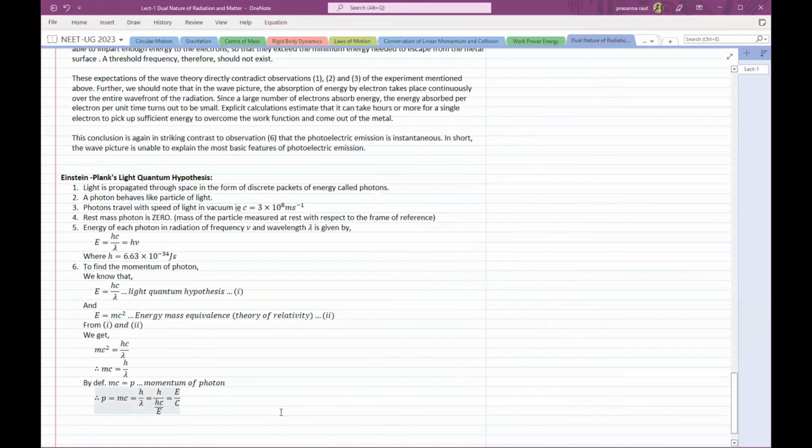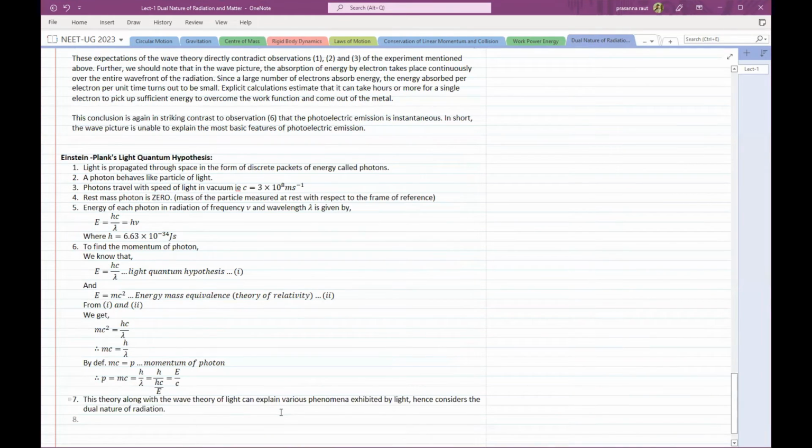ठीक है. Yes, c capital में small c. ठीक है. So this is the way we get this. Now this theory along with the wave theory of light can explain various phenomena exhibited by light, hence considers the dual nature of radiation.